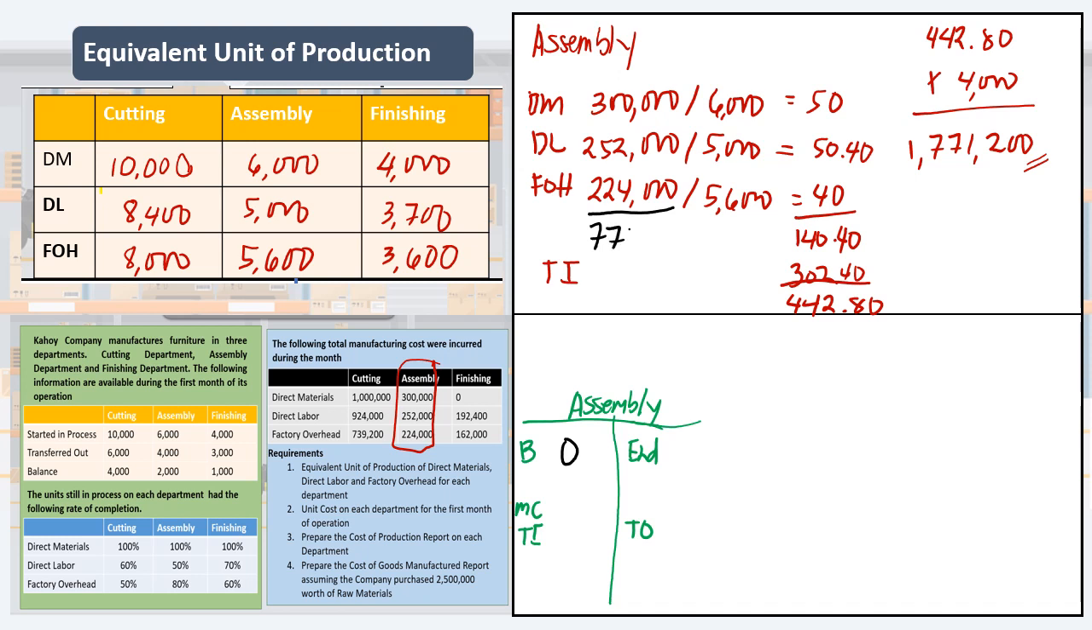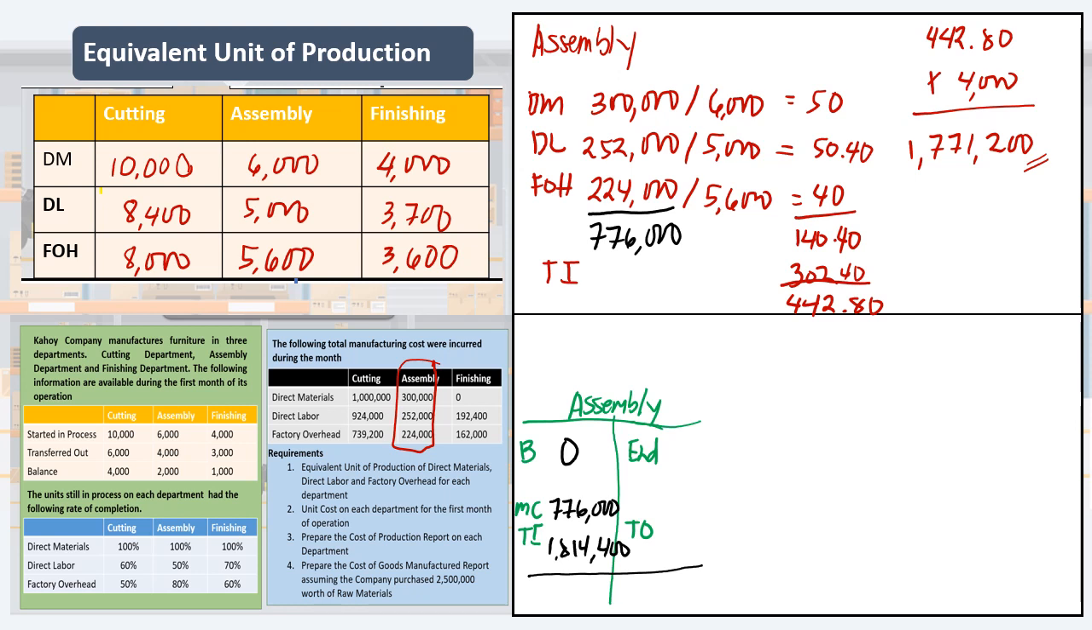So, lagay ko lang 776,000. So, lagay ko sa baba. 776,000. For the transferred in, which is nanggaling dun sa prior department na na-compute natin kanina, ang ilalagay po natin dyan ay 1,814,400.